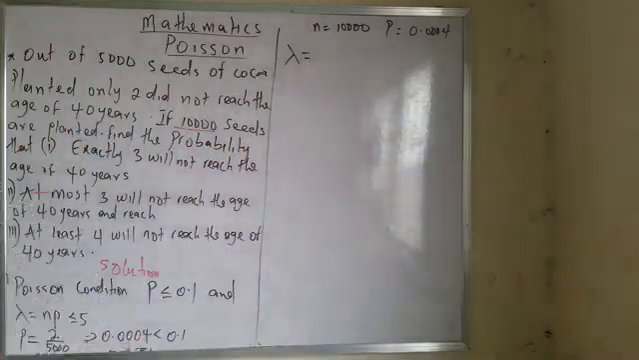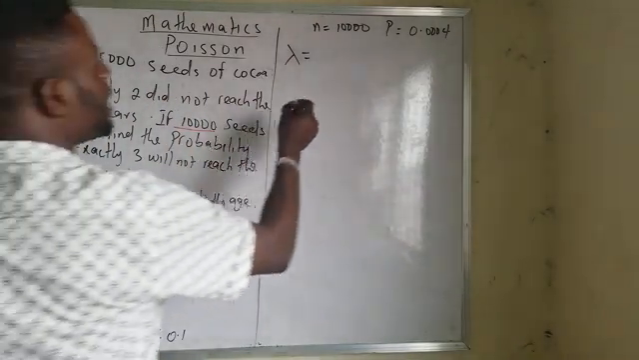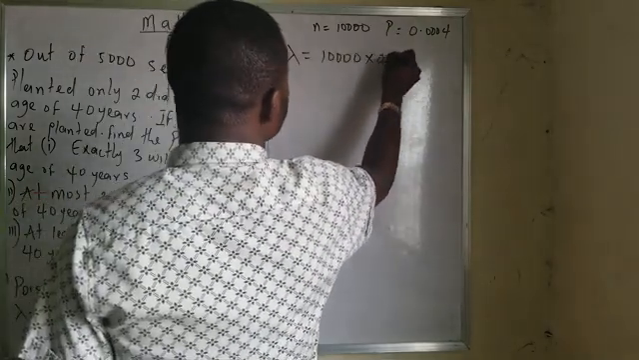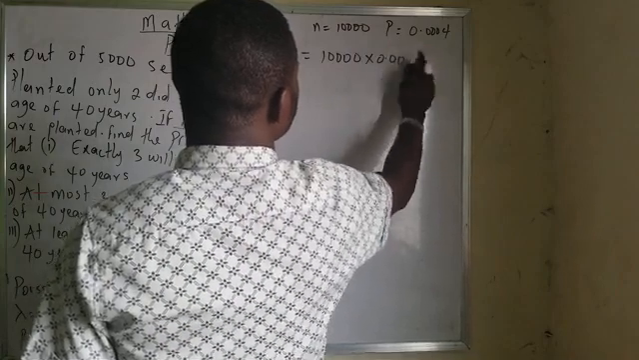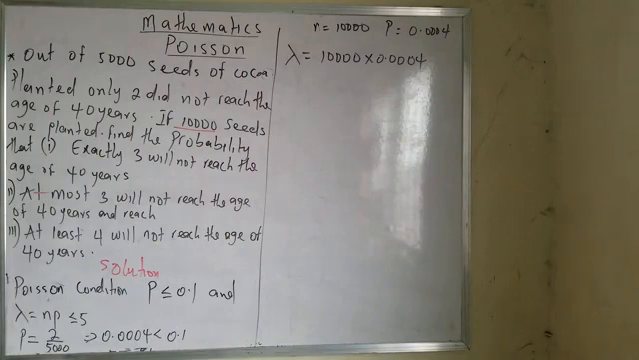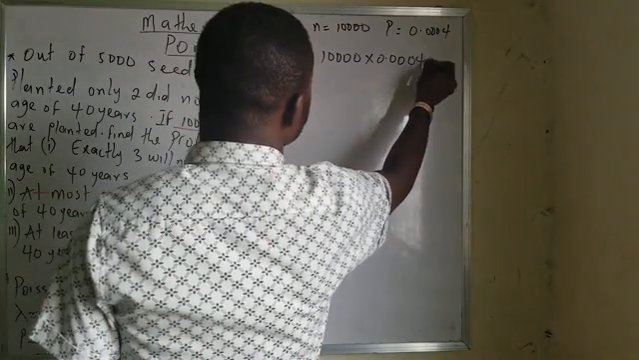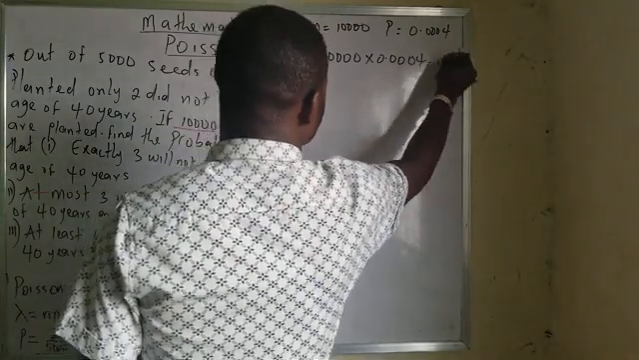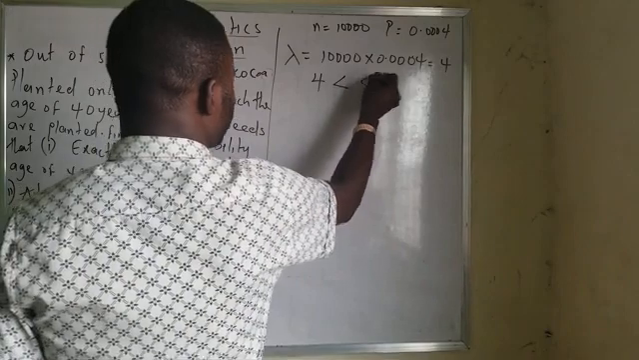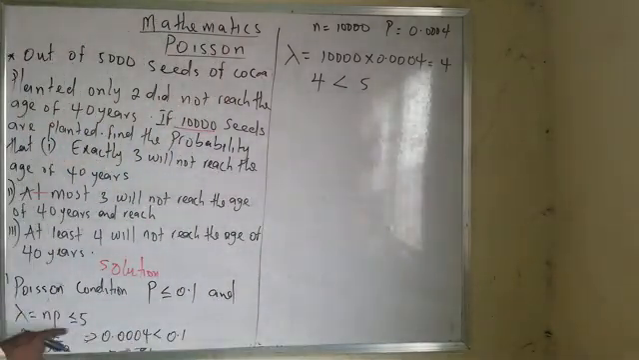Now, by having that, I will have my lambda equals 10,000 multiplied by 0.004, which will be equal to 4. You can notice that my 4 is less than 5, because I told you earlier that p must be less than or equal to 5. It means it can be 5 or below. That is the condition behind that.